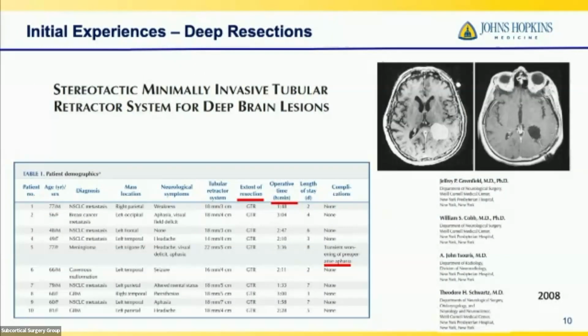Another example of moving along that learning curve is from Dr. Schwartz's group. Years after his initial biopsy report, he had a series of 10 patients that underwent tubular retractor removal of deep-seated brain lesions, with an example over here on the right. Dr. Schwartz will always say patient selection is exceedingly important when moving along your learning curve. He got a gross total resection on all of these patients, only had one transient deficit, and the operative time was remarkably low, I would say, especially for some of these deep lesions.